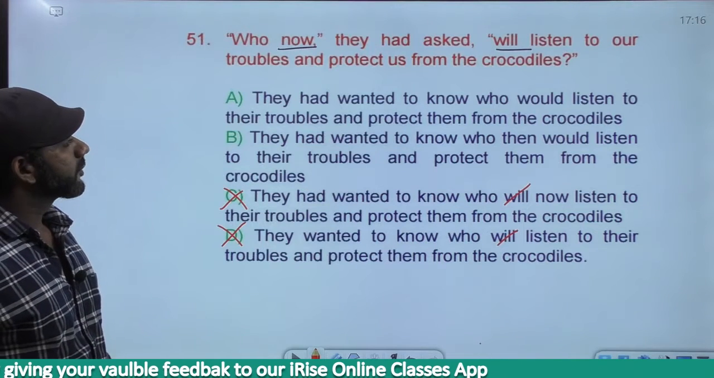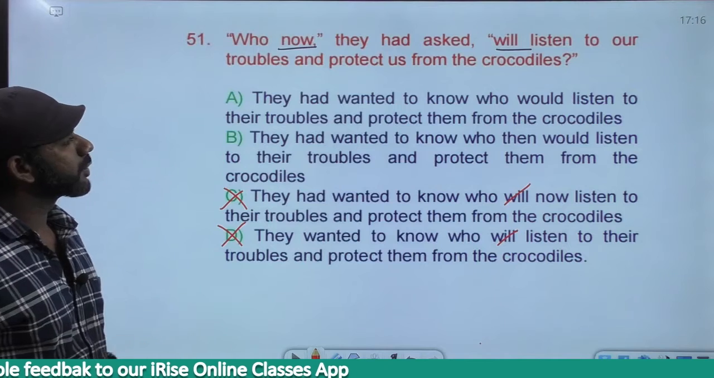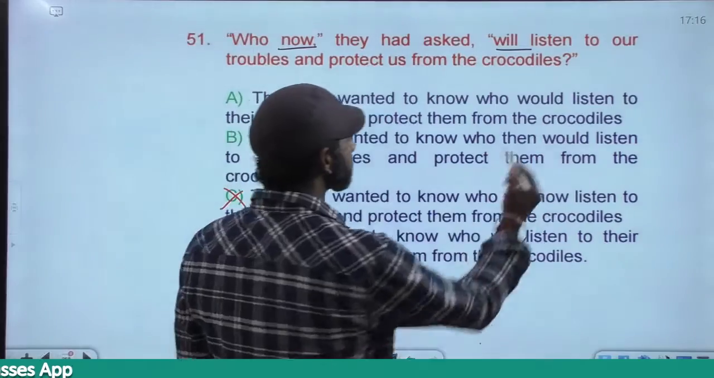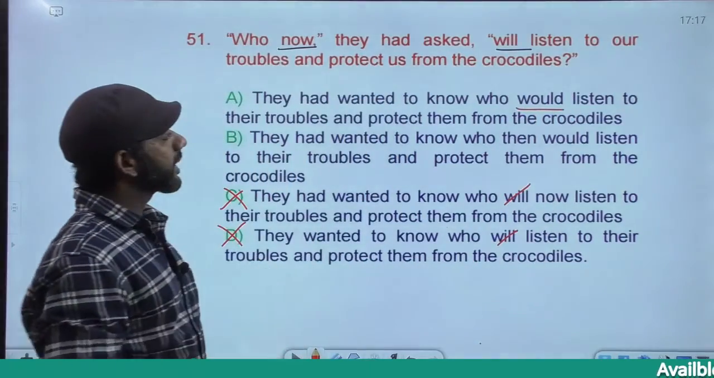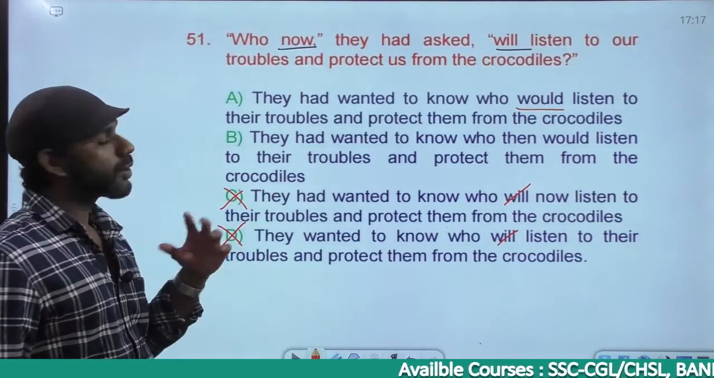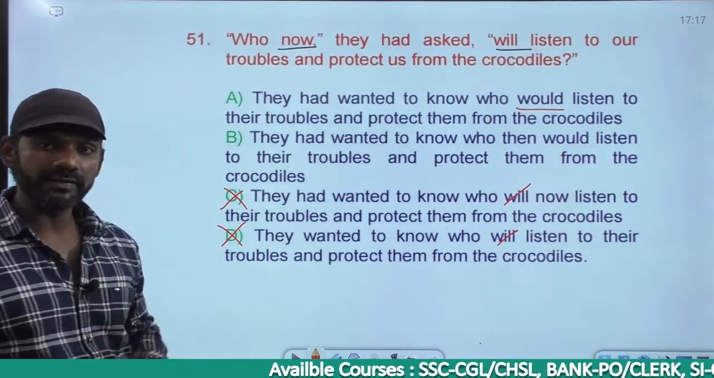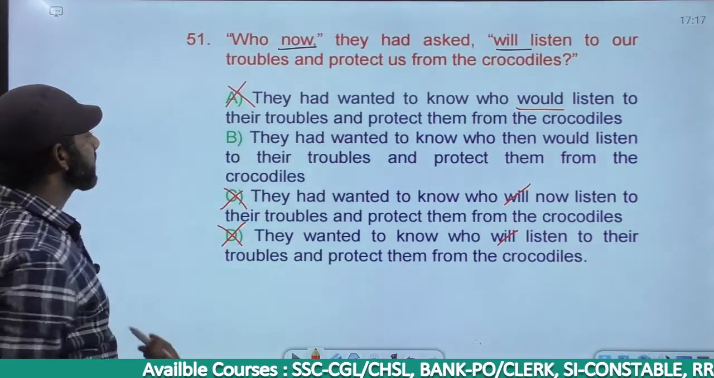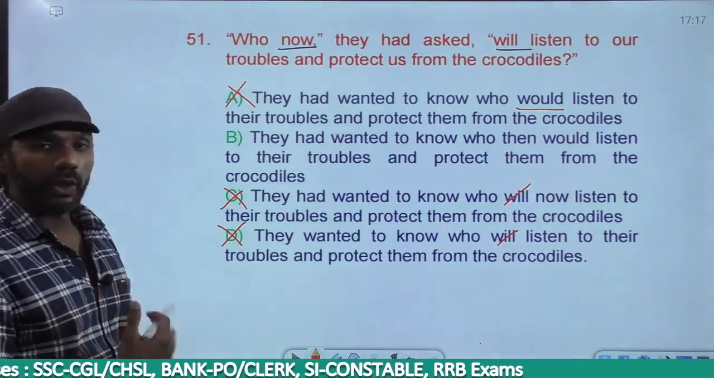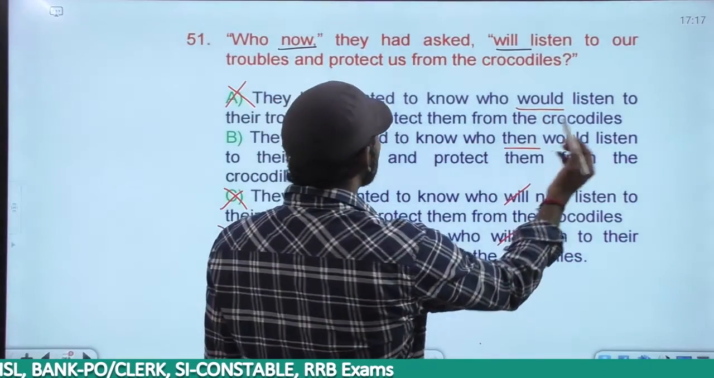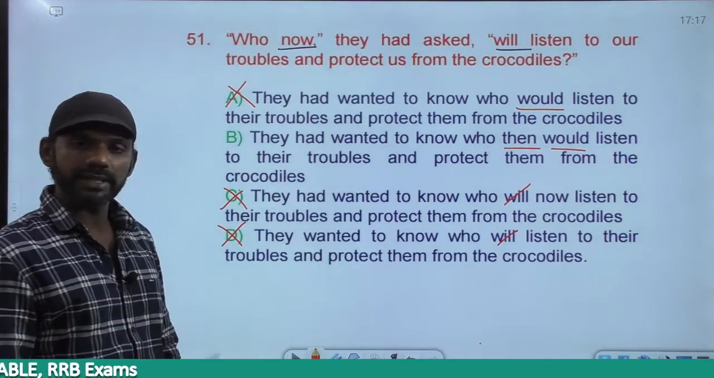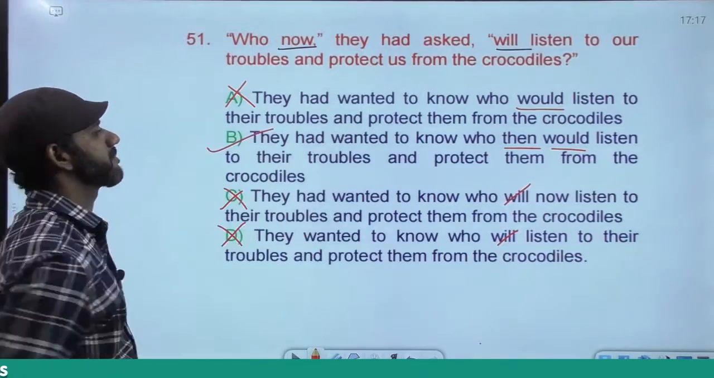Now we have two options left, options A and B. Come to A. They had wanted to know who would listen to their troubles, will became would, and protect them from the crocodiles. What is missing here? Then is missing here. Now changes to then. In option A we don't have then, so option A is eliminated. Now we have only one option left. Come to B. They had wanted to know who then, now became then, would listen, will became would, listen to their troubles and protect them from the crocodiles. The answer must be option B.